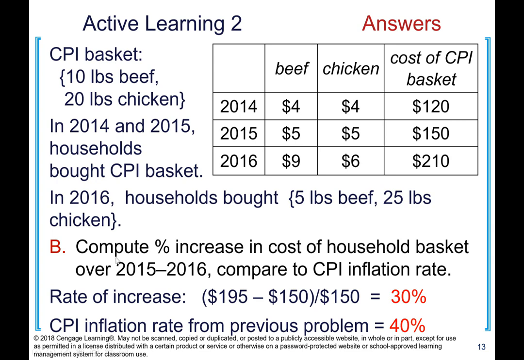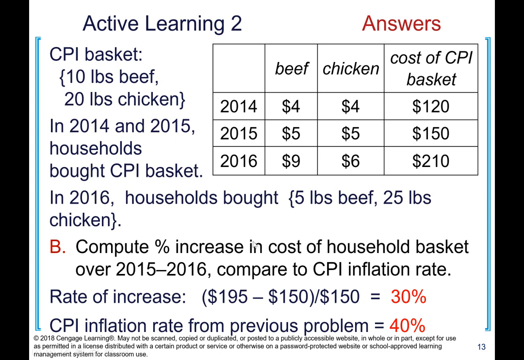Number B says compute the percentage increase in cost of household basket over 15-16 compared to the CPI inflation rate. The cost of 2016 basket over 14-15 is 195 minus 150 divided by 150. So actual increase in the cost is 30%. But CPI, we calculated earlier on, was 40%. So you can see that CPI really overstates the cost of living.